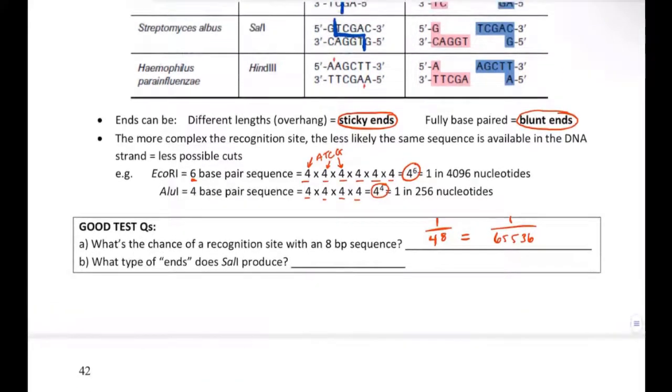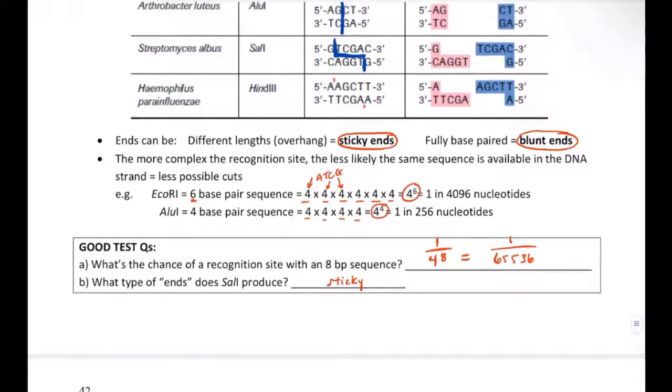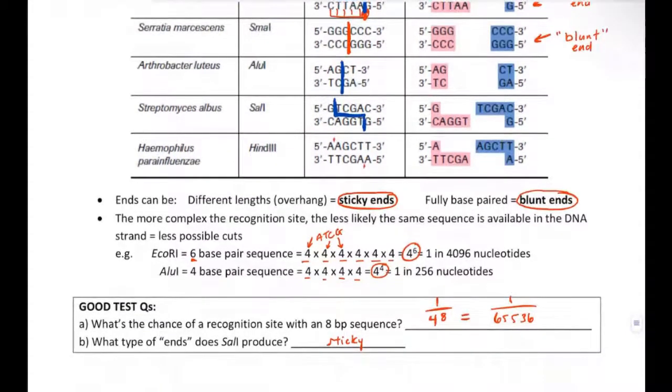Just answering the next question, what type of ends does SAL1 produce? Obviously, sticky. And those are the types of questions that you're going to see on your test. So be prepared to answer that kind of stuff, as you can see in your hint there. There is one thing I want to add just before you turn the page, and that's just to clarify up here that we are cutting the phosphodiester bonds. Just so it's clear when you're coming back to study. So there and there, between those bases.